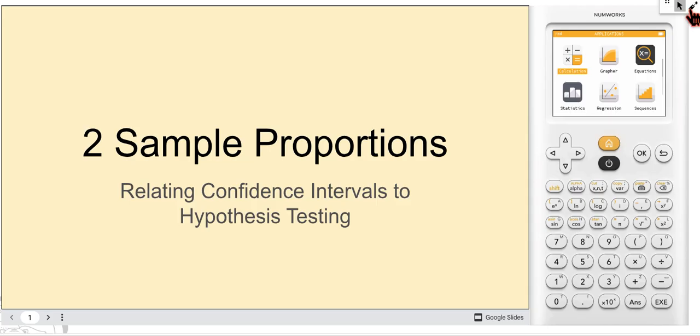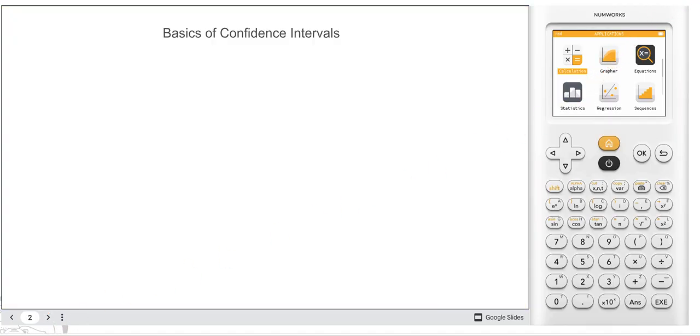So what we will start with is the basics of the connection between confidence intervals and hypothesis tests. Remember a confidence interval. Let's just choose some easy numbers to work with. Let's say we have a confidence interval that goes from 5 to 15.